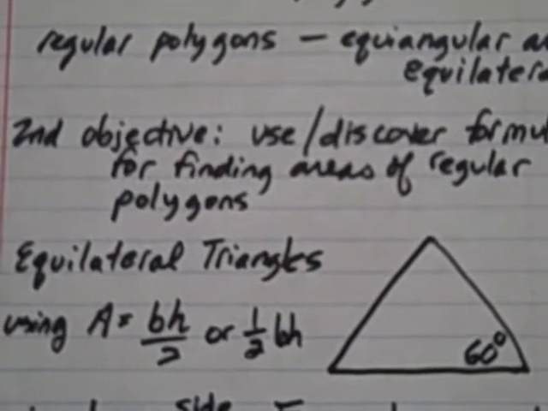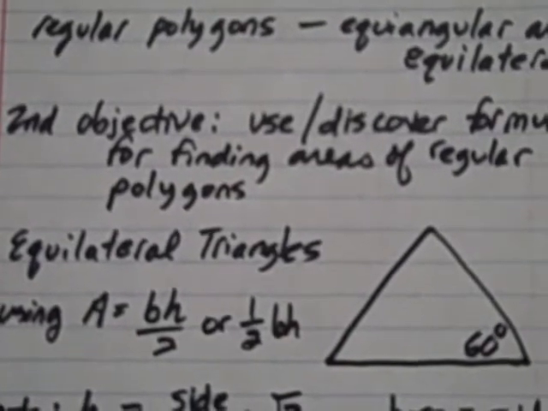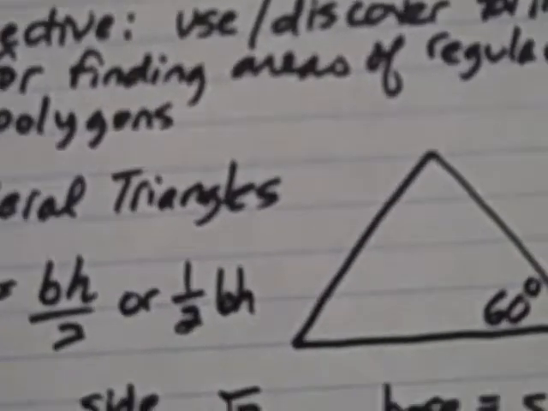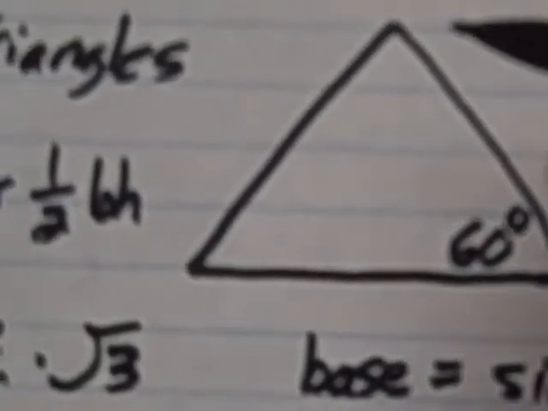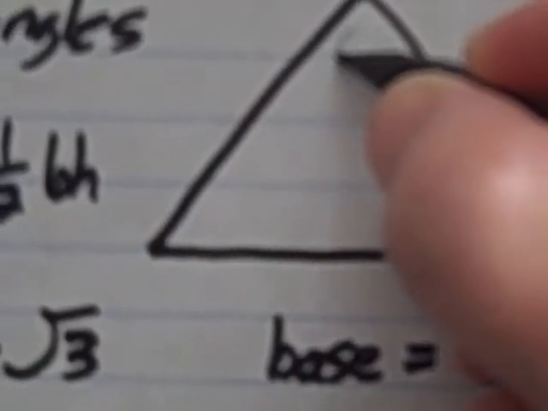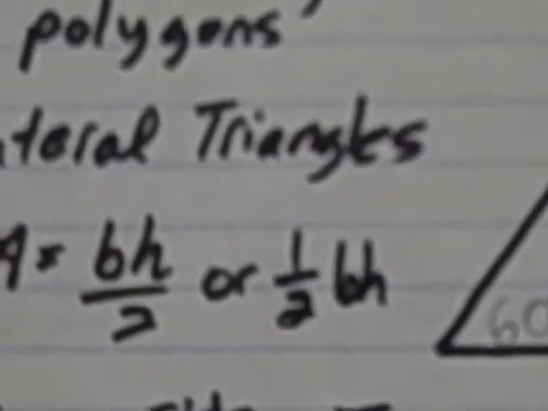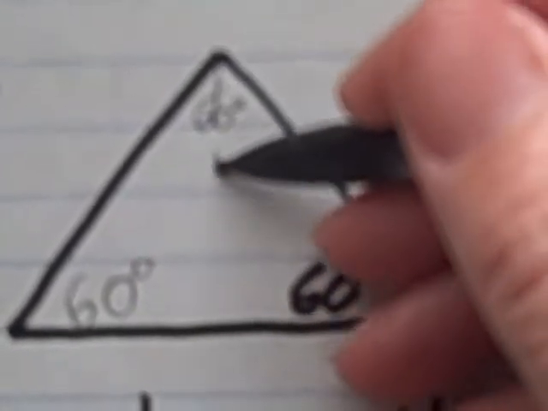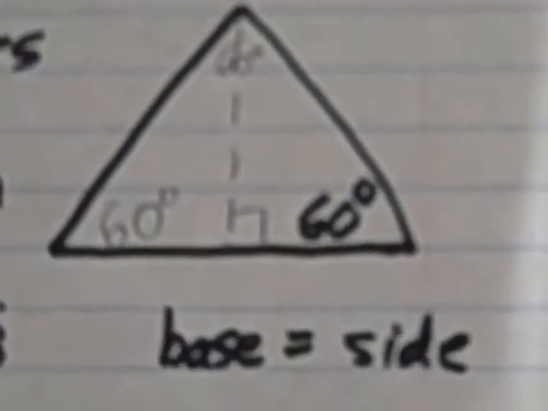Keep in mind that an equilateral triangle could be called a regular triangle because all three sides are the same length and all three angles are 60 degrees. So as we look at this figure right here, if this is an equilateral triangle, all three angles are 60 degrees. If we use our formula for the area of a triangle, which is base times height divided by 2, or 1/2 times the base times the height, what we're going to do is draw in a height right here, and we create those two 30, 60, 90 triangles inside.